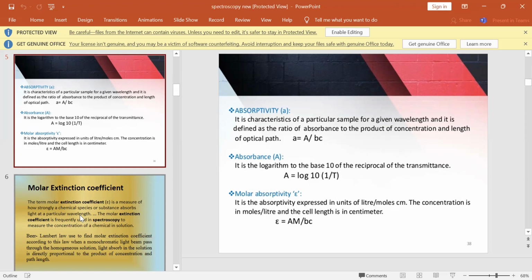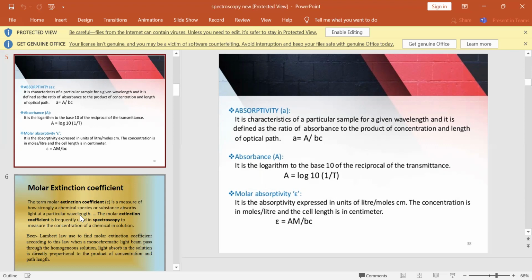So next, absorbance, A. Absorbance of a solution is defined as the log to the base 10 of the reciprocal of transmittance. If you write it in the equation form, A is equal to log 10 1 by T. It can also be written as minus log 10 T. So if you substitute the transmittance value, that is I by I naught, then you will get log 10 I naught by I.